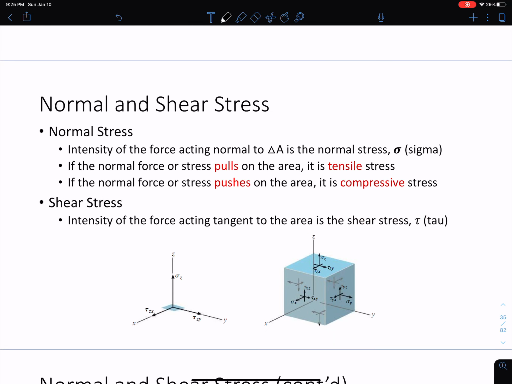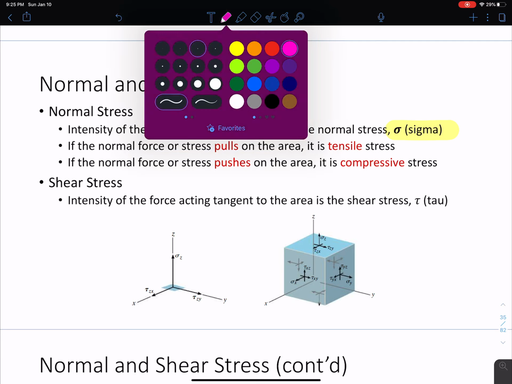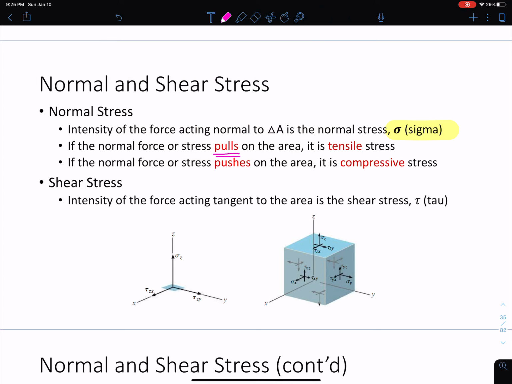Now, normal and shear stress. Our normal stress is the intensity of the force acting normal to delta A. This is sigma. You need to start becoming really comfortable with these notations, these Greek letters that represent different kinds of stresses. Sometimes I'll say sigma, sometimes I'll say normal stress. Those are interchangeable, right? We've talked about this already. If the normal stress is pulling, this corresponds to tension. If it's pushing, this corresponds to compression.